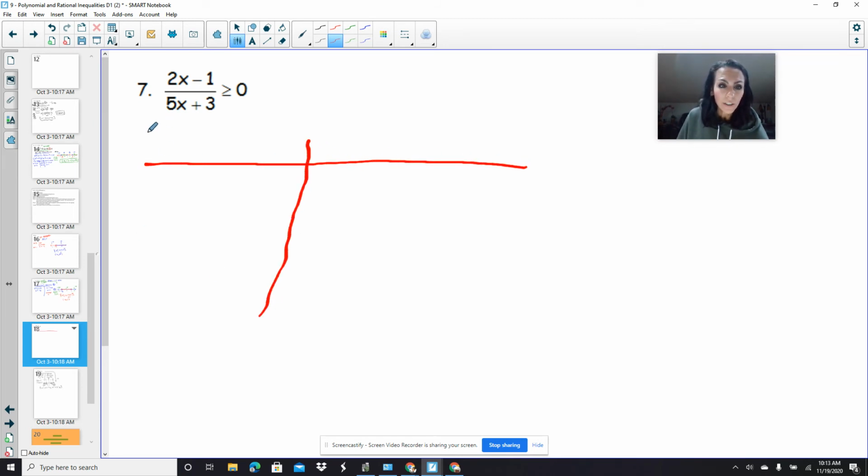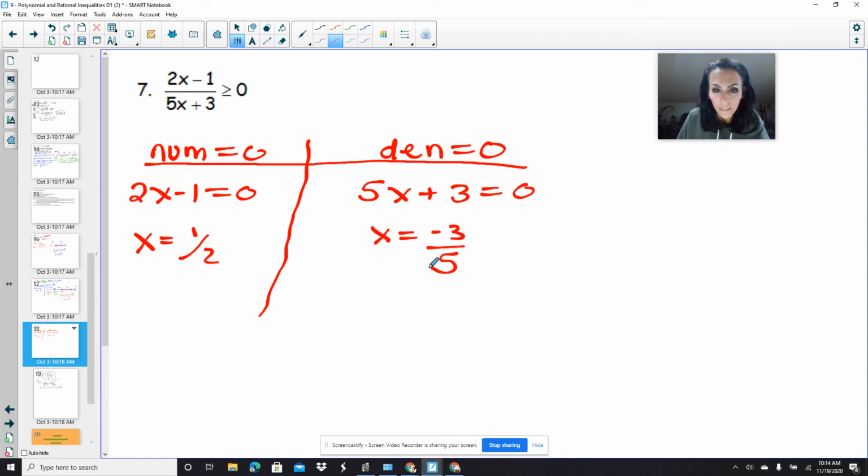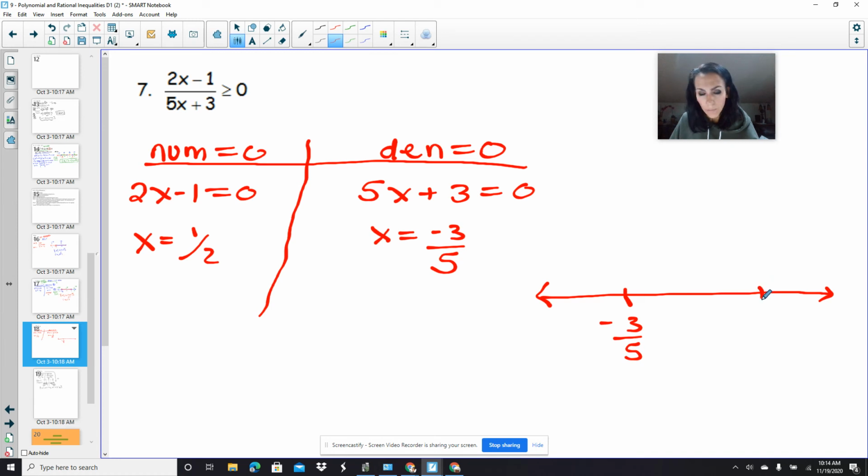We have to find our critical values. We set our numerator equal to 0, our denominator equal to 0. We have x is equal to 1/2. So 1/2 is a critical value. And -3/5 is a critical value. Okay. What are we looking for though? When we put our number line together, put in a -3/5 and a +1/2.